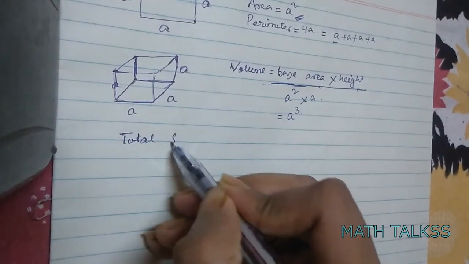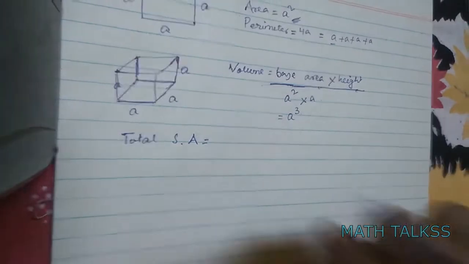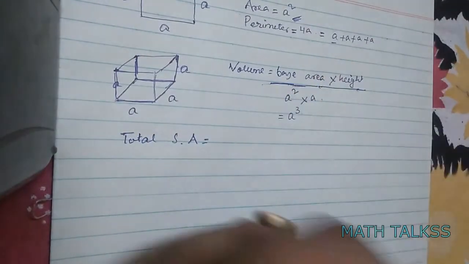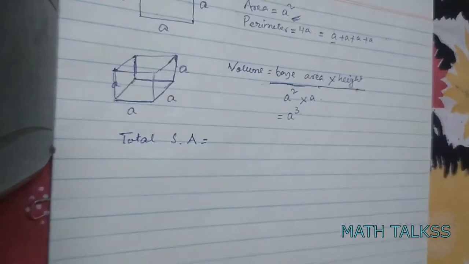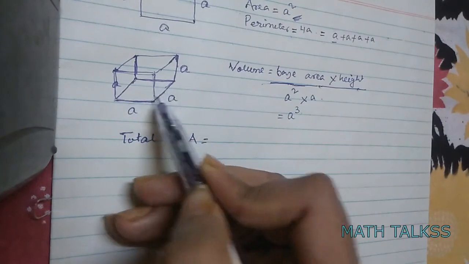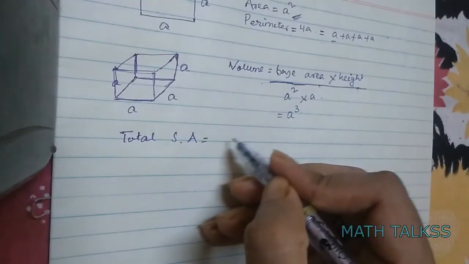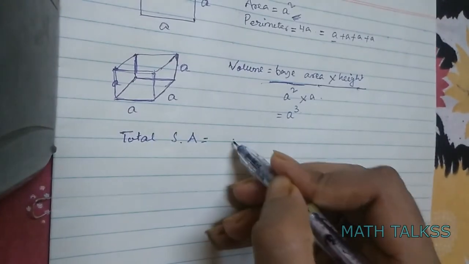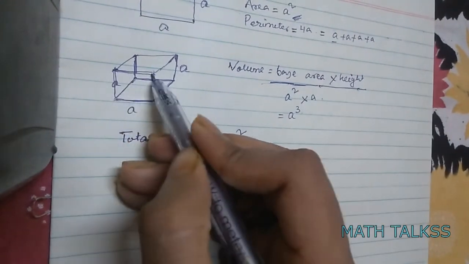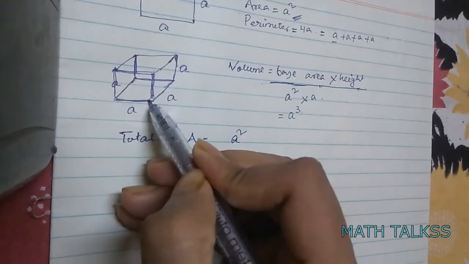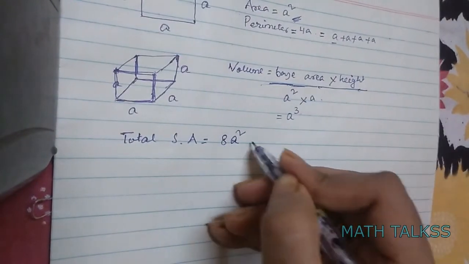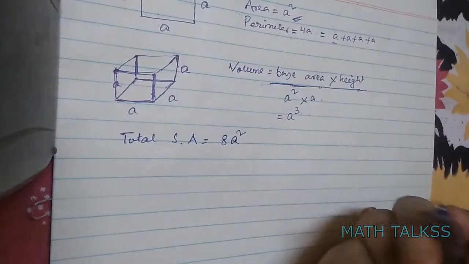Total surface area means we have to find all the surface areas. A cube has 8 faces and each face is a square, so each face has surface area a square, and since a cube has 8 faces, here it is 8a square, which is the total surface area of a cube.